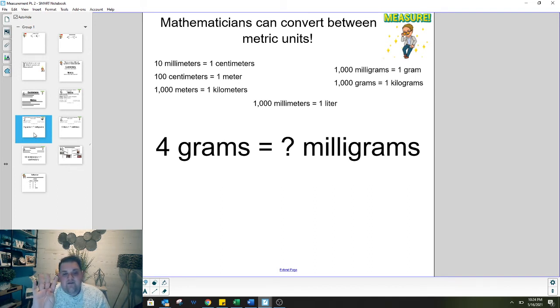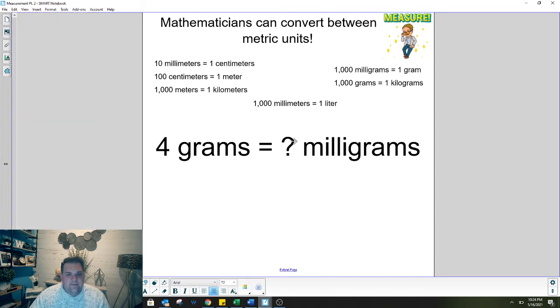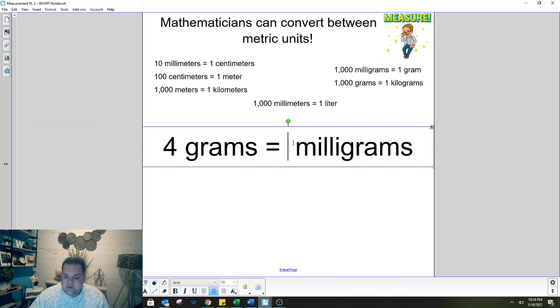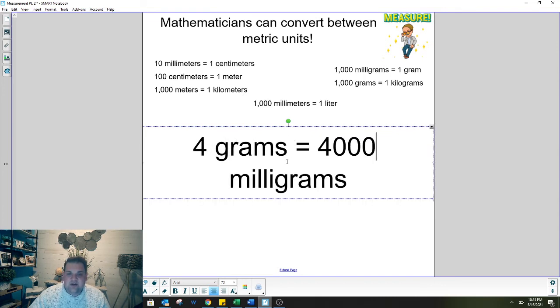So I know I have 4 grams, and I'm trying to figure out how many milligrams that would be. So I'm going to look up at the chart, and over here it says grams. 1 gram equals 1,000 milligrams. So I know that in 1 gram there's 1,000, so that means in 4 there's how many? Enter that into play pause it. If you said 4,000, you're right. There's 4,000 milligrams in 4 grams.